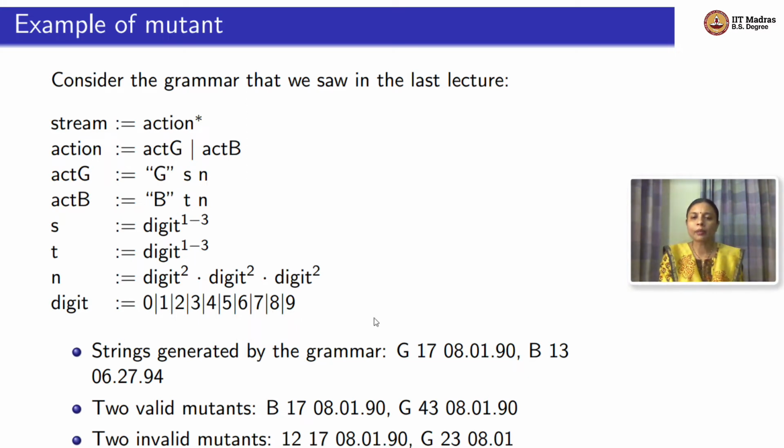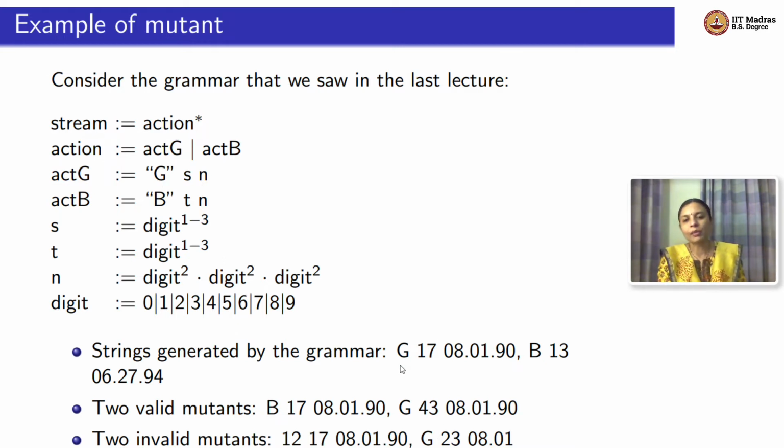Some strings generated by this grammar look like this. G, 17, followed by some date. B, 13, followed by some date, and so on. Suppose I have to mutate this. I make a change to one production rule here. And I can get valid mutants. Like for example, I can interchange B and G.